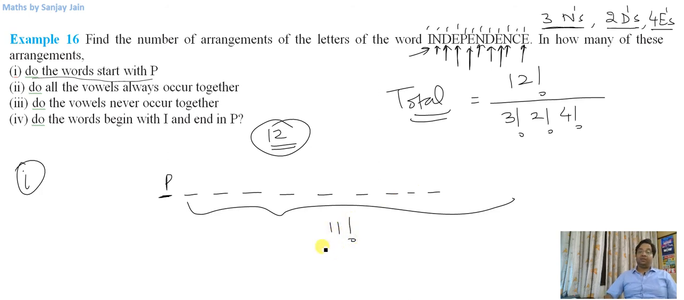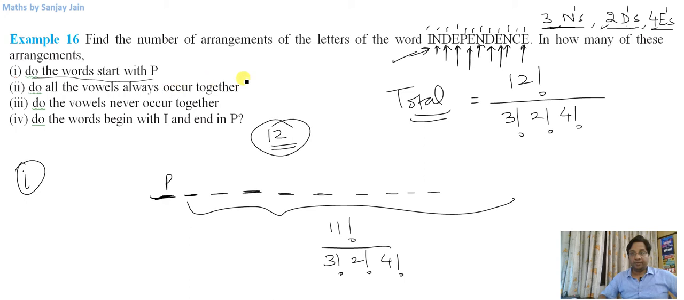11 factorial. But in these 11 places, I see that 3 N's are alike, and 2 are alike of other kind, that is D's, and 4 are alike, that are E's. So I'll divide it by 3 factorial into 2 factorial into 4 factorial. This will be my answer when the word starts with P. So I'll fix this position P and make the arrangements in the rest of the 11 places using the letters of the word independence here.